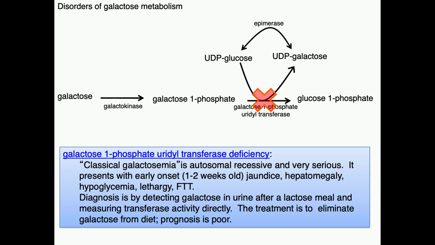The intervention is to eliminate galactose from the diet. And if that's done, there can be a pretty normal life and normal development. But if it's not done, if you have to spend a few months diagnosing it while the kid's still eating milk, then you can get some significant damage and it can be fatal.